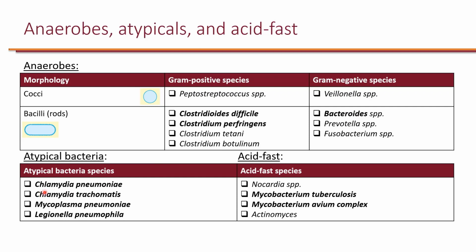Atypical bacteria include Chlamydia species, including Chlamydia pneumoniae. That's not a sexually transmitted infection; it can cause pneumonia. And then we have the sexually transmitted Chlamydia. Also, we have Mycoplasma and Legionella. And then with the acid-fast, we have Nocardia species, Mycobacteria, as well as Actinomyces.